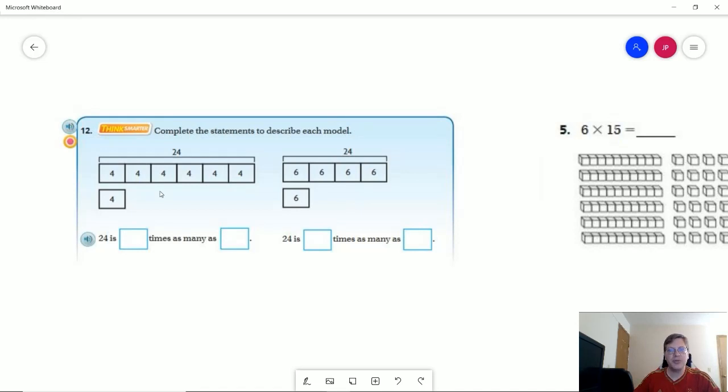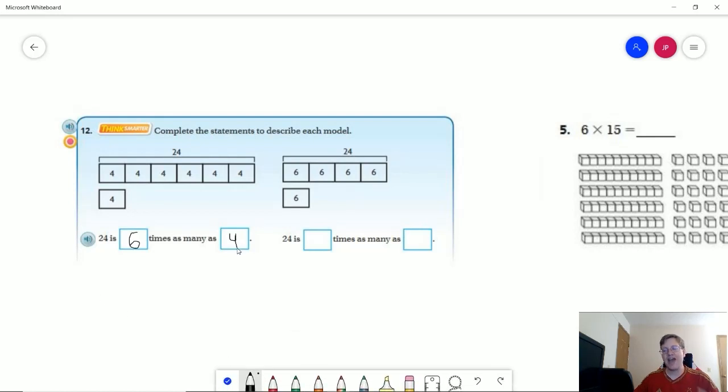So last year we were working with bar models at different points. We were working with them more for using addition and subtraction, but we are going to ask you to make bar models that represent multiplication problems. So this would be an example of that. And we would say 24 is 1, 2, 3, 4, 5, 6 times as many as 4.